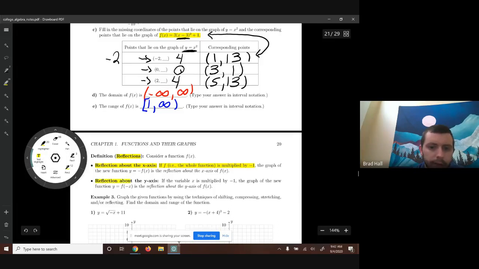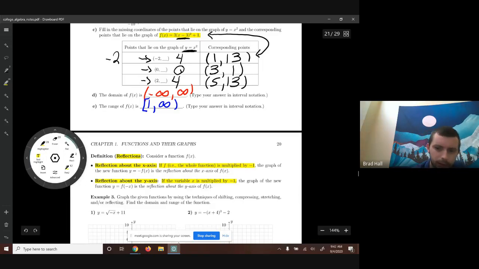For the y-axis, it's if the x variable is multiplied by -1, not the whole function, but the x variable. So if there's a negative sign in front of your x, then you're reflecting across the y-axis. So just like with the intercepts, it's kind of flipped. So negative in front of x means that y is flipped. Negative in front of the function, or y is negative, x flips.